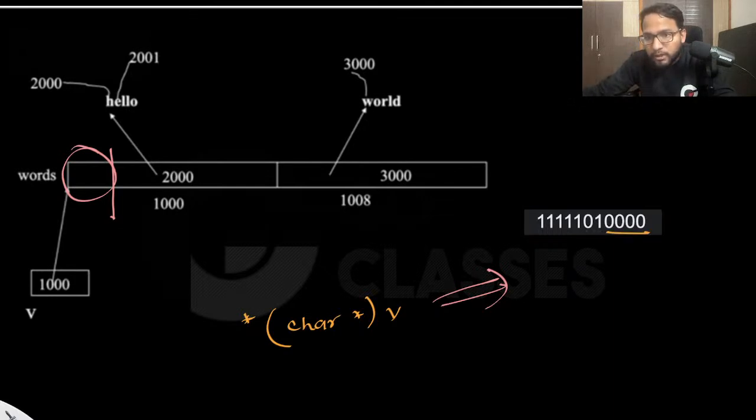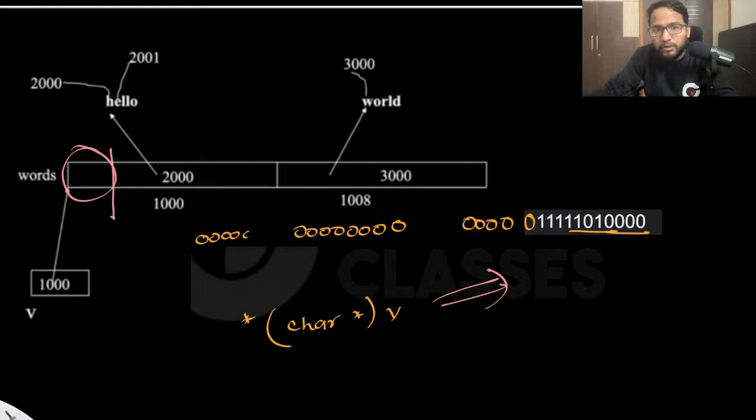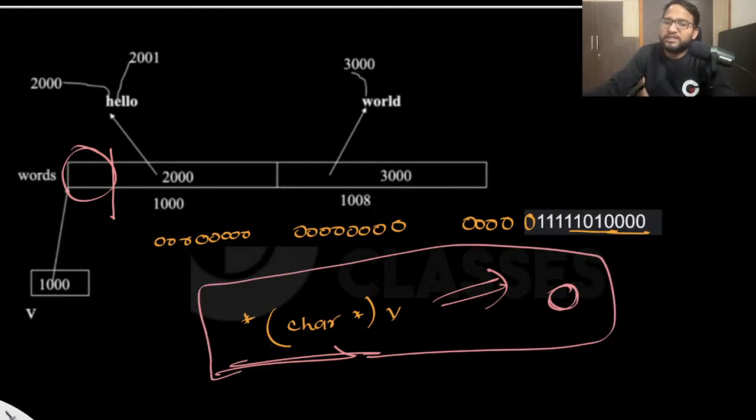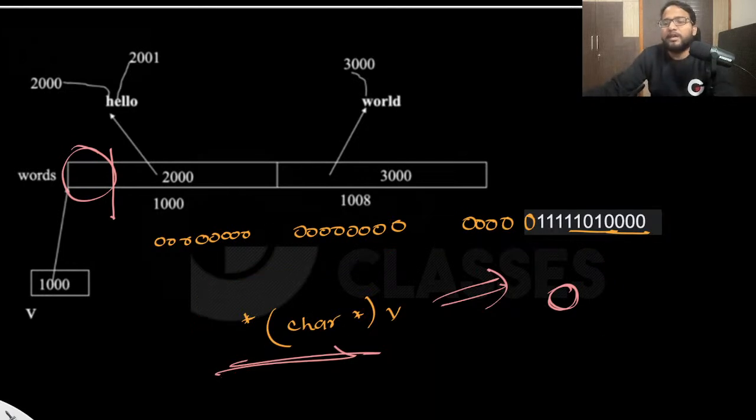2 bytes, then 3 bytes, one. These are the 4 bytes, right? Now, if you fetch using the star, it will just give you the first byte, which means it will just give you 0. Is it of your interest? See, if you just do star of this, it will just give you the first byte, which is what we don't want, right?